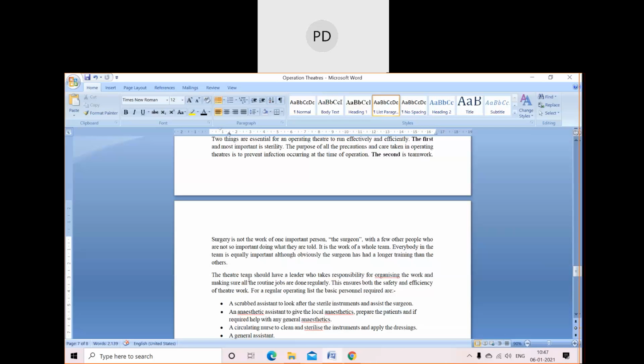The theater team should have a leader who takes responsibility for organizing the work, making sure all the routine jobs are done regularly.